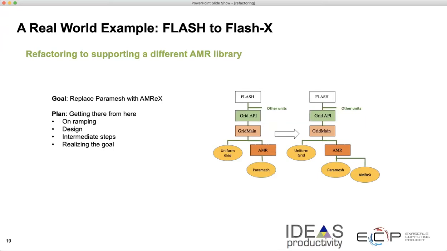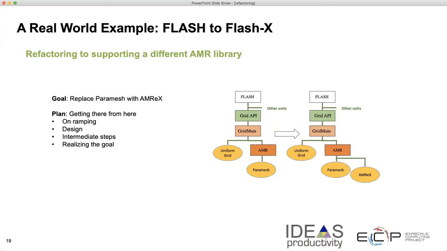Paramesh was no longer supported, and so we were looking for a different AMR package, and it turns out that AMRX was a good choice. Now, AMRX is a fundamentally different block structured AMR, in the sense that AMRX says we can have a finer block sitting anywhere inside of a coarser section of the domain, as long as it is fully encased within that section of the domain.